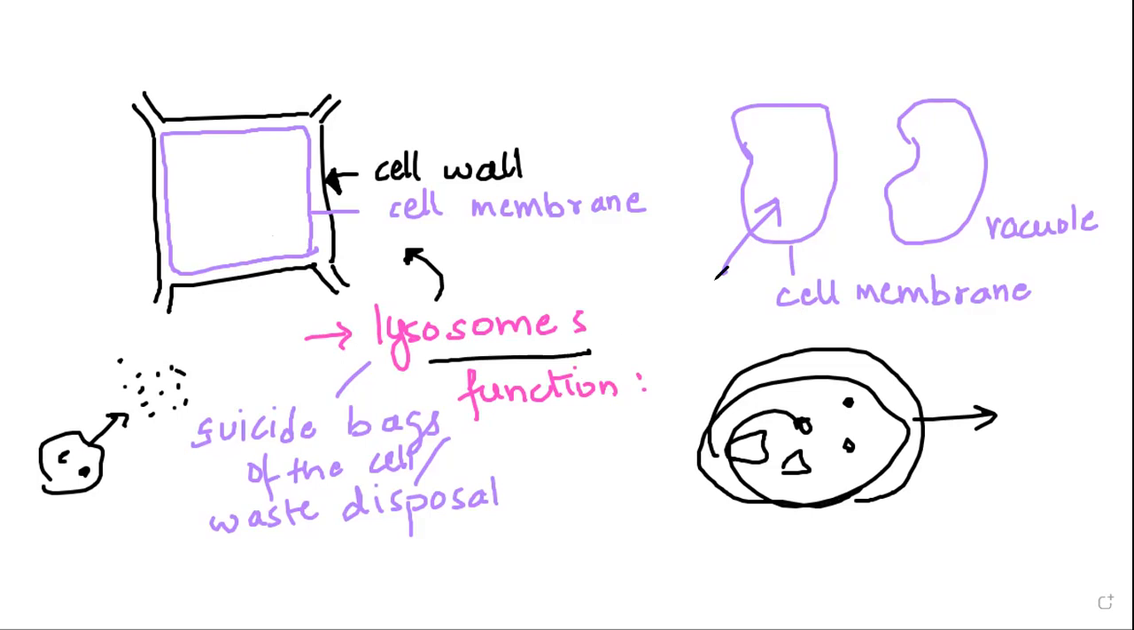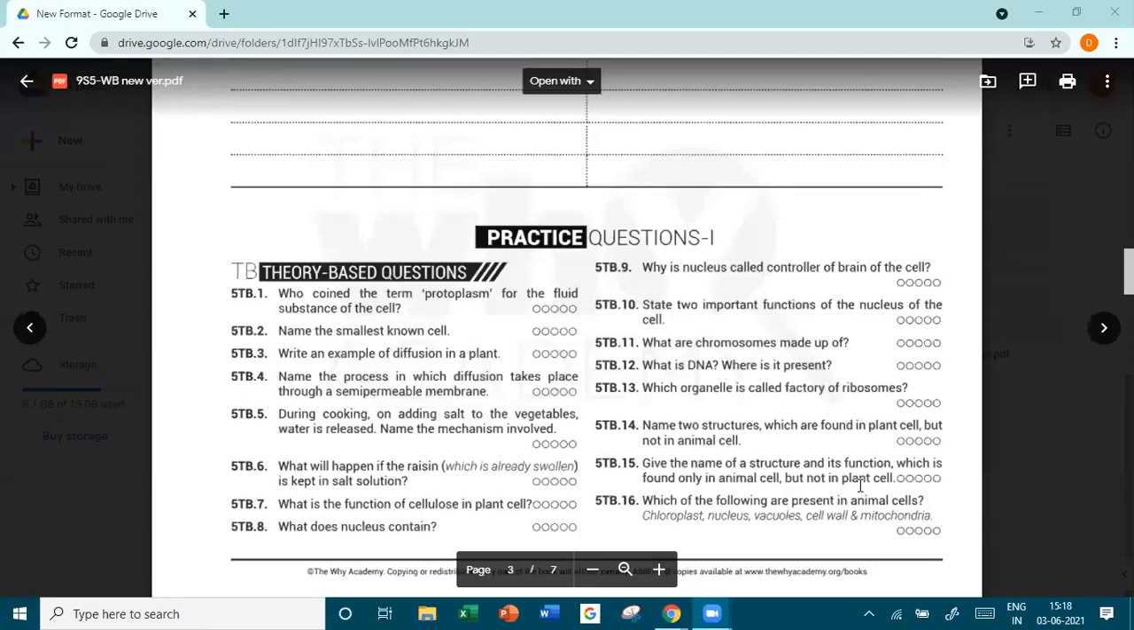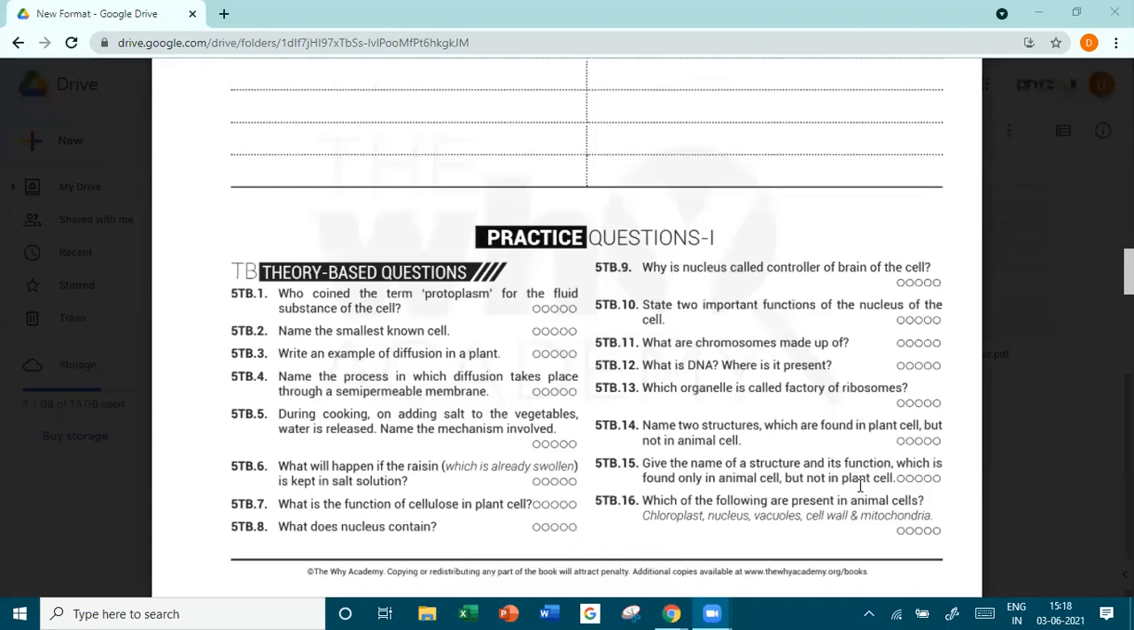So coming back to our question, you can write: the name of the structure would be lysosome, and its function, we discussed, right? You can write that it is called the suicide bag of the cell, and its function is to capture or release enzymes and destroy the harmful substances or waste products like that.